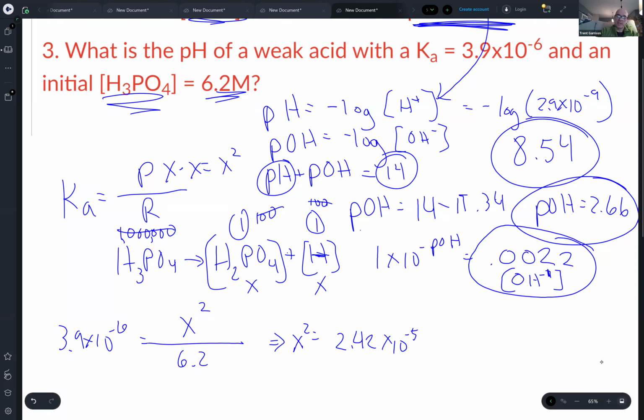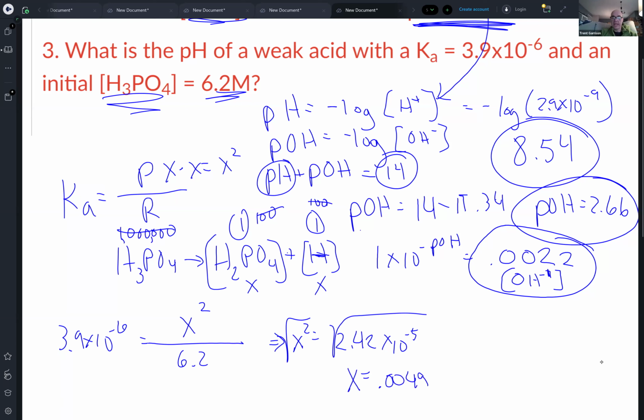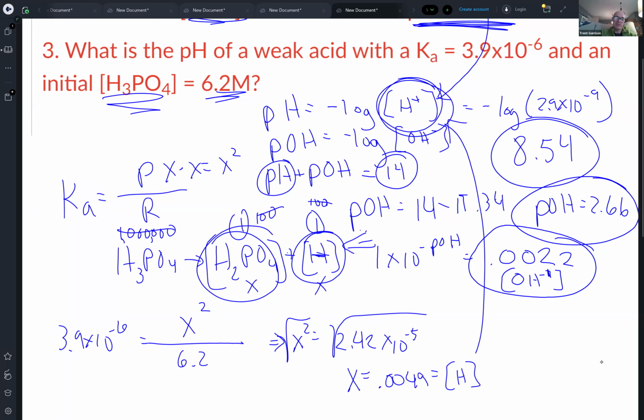So what we'll do to simplify that is we'll square root both sides. And we get X is equal to 0.0049. So that is our hydrogen ion concentration. It's also the concentration of the other part, but we're going to focus in on the hydrogen part, which is what we want. Now, the question is, what is the pH? Now we go back to our original equation. Now we can plug this in for the hydrogen. So we do negative log of that answer, 0.0049, and you get your pH is equal to 2.31.